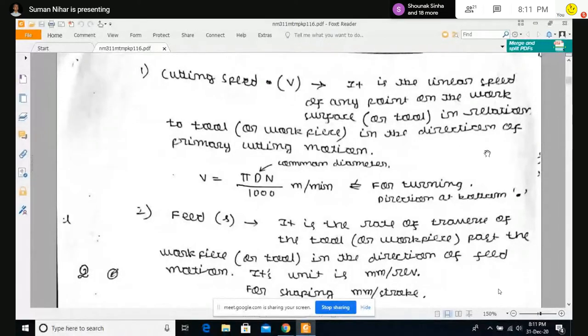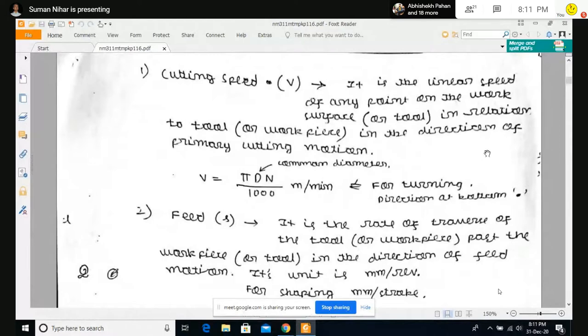Yes, I am starting. Whatever we have learned earlier, this subject is machining technology and metrology. The definition or concept of machining, I have told you earlier, is that machining is a process wherein one can obtain a product with desired shape, size and accuracy by removing the excess material in the form of chips.